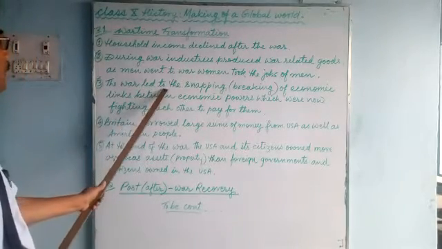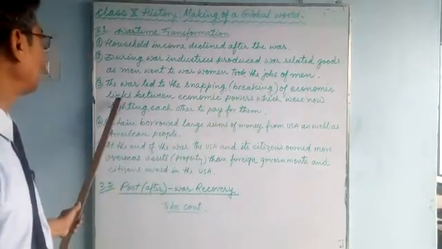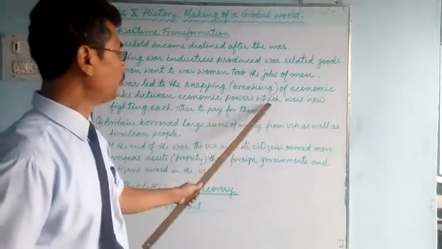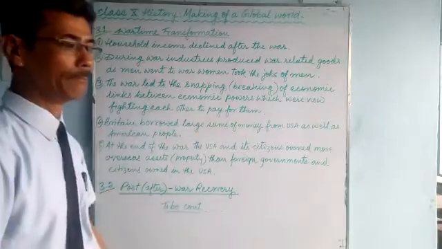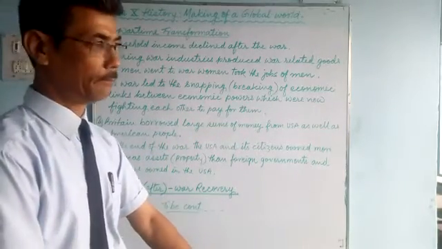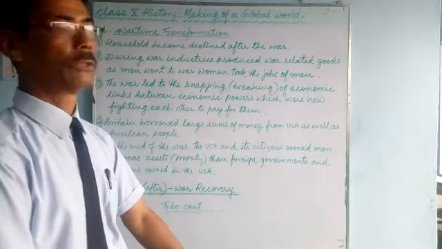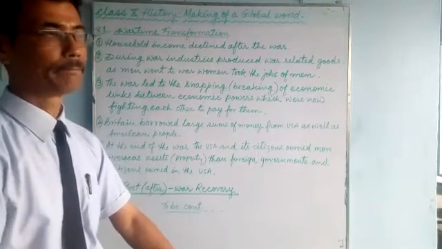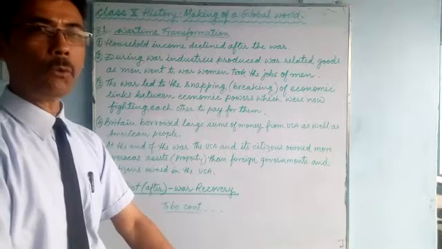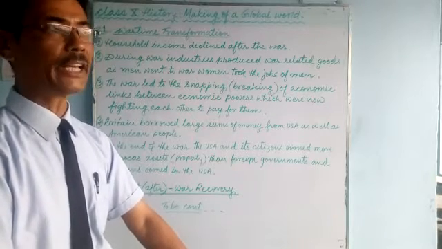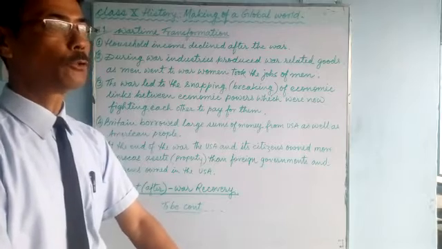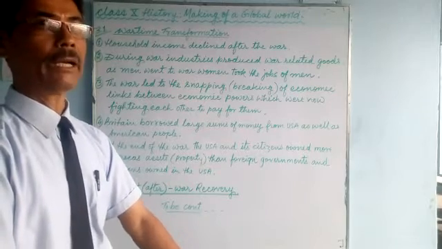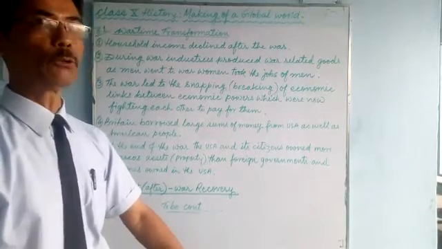So the war led to the snapping, meaning breaking, of economic links between the rich countries. The economic powers, the rich countries, were now fighting each other to pay back the money which they had borrowed from America. European countries were fighting, and during the war they had to borrow money in order to keep on fighting. They had to borrow machineries and ammunitions from America, and after the war they had to pay, and they were unable to pay.